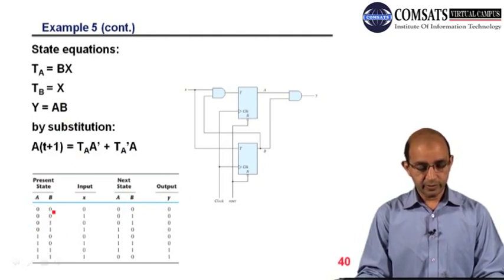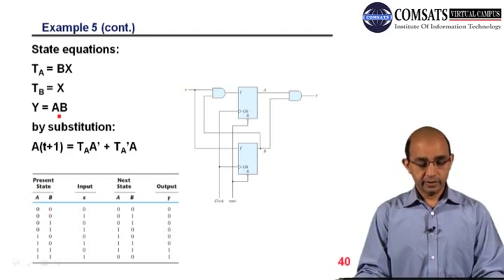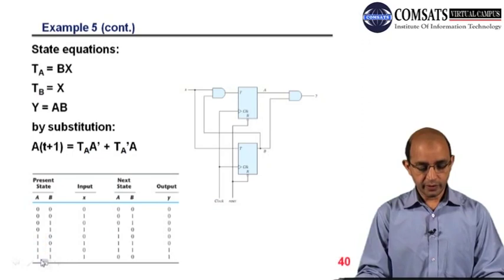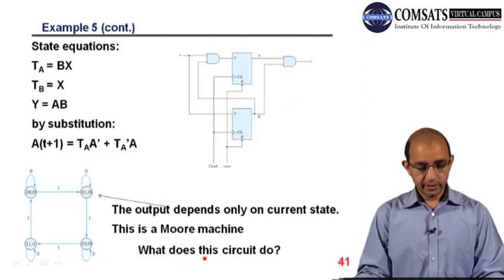So you can see that the output is the AND operation between A and B. Whenever we have both 1 1, we have 1. And here we have the states. So you can see the difference. Here we have 00, 01, 10, and 11. So you can see we have mentioned the output over there.